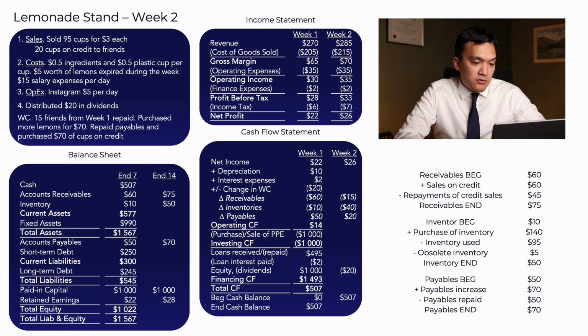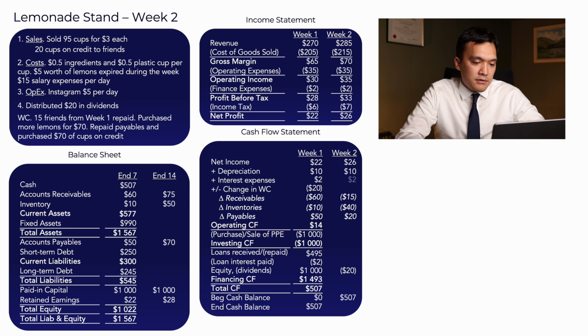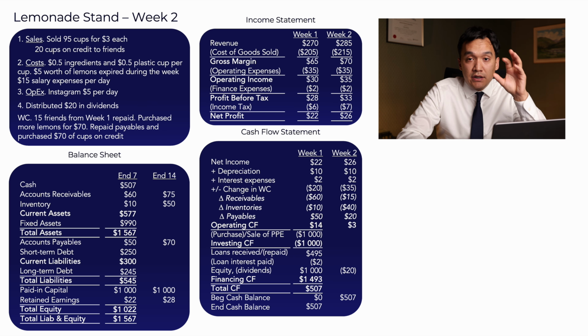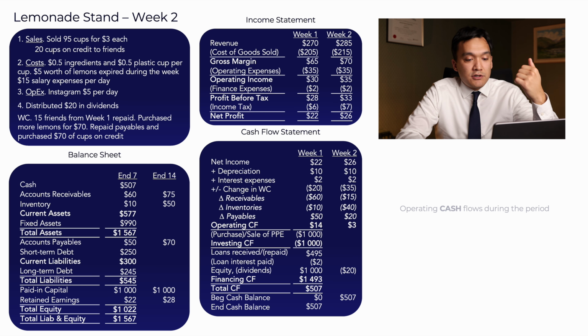So we reflect in the cash flow statement, we add depreciation to net income, we add interest expense, and our change in working capital is minus $35. So our total operating cash flow is $3. And again, similar to week 1, let's have a look at the cash transactions during the week to show you how we got to $3.